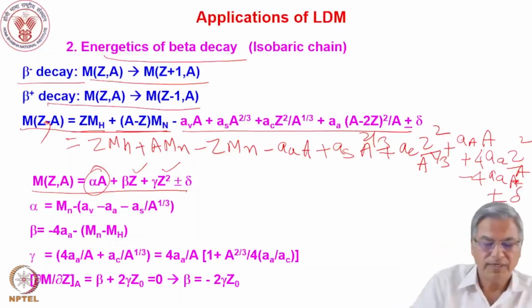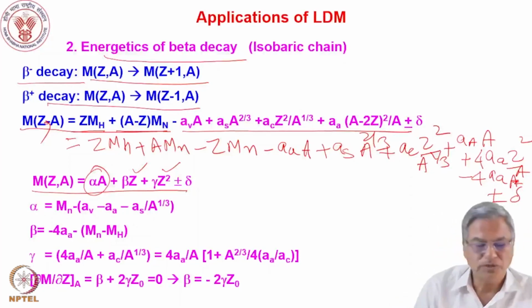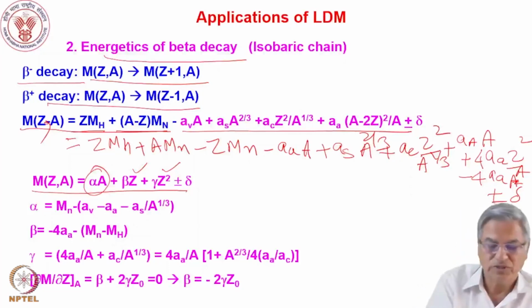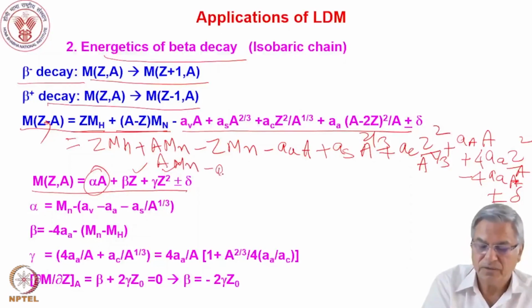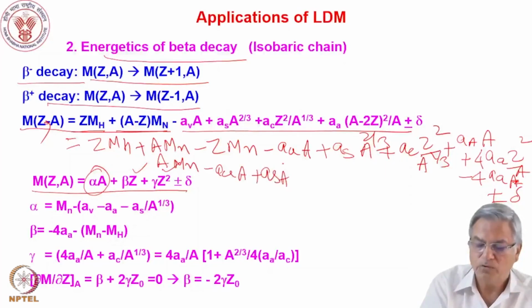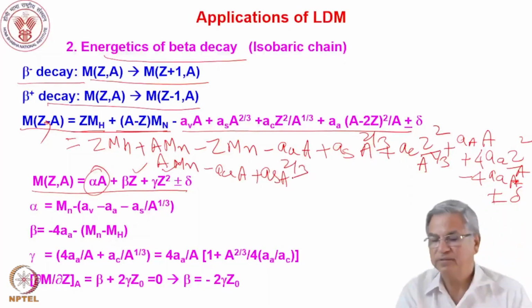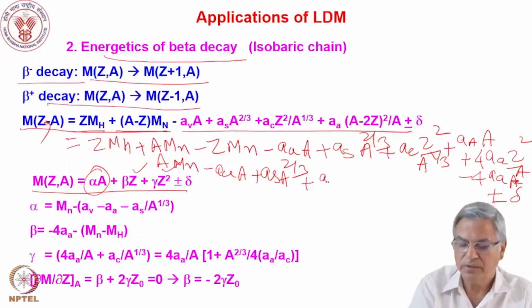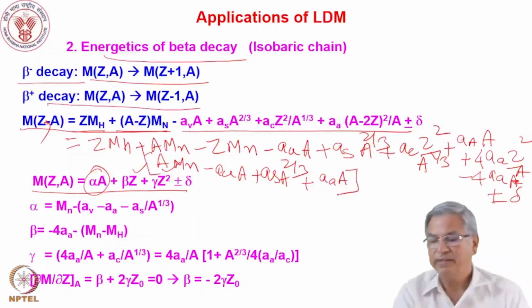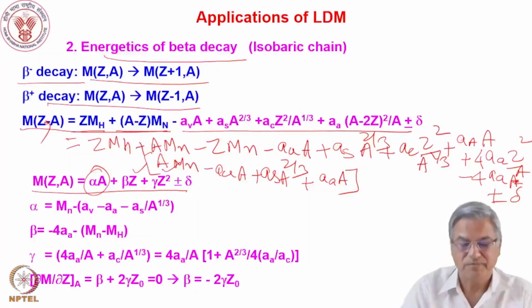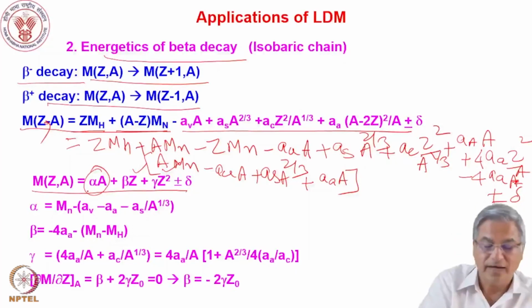So now let us try to rearrange the terms which are independent of Z. That will be A M_N minus A a_V plus a_S A to the power 2/3 plus a_A A. These are the terms which are independent of Z, so that becomes alpha. You can take A outside and say alpha A.